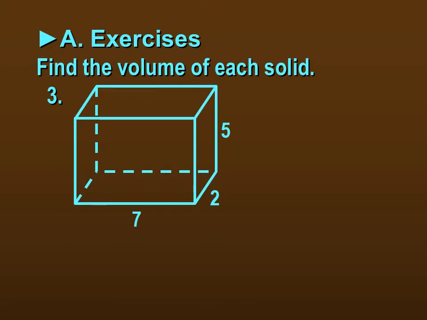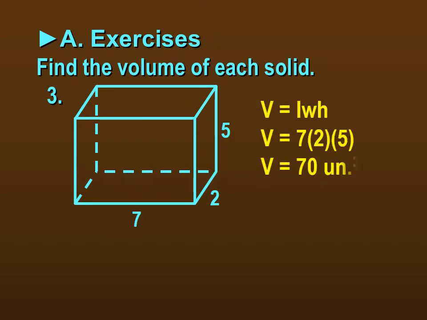So number 3 in 11.1, you have a rectangular prism. So remember, that's length times width times height. So you get 7 times 2 times 5, and we get 70 units cubed.